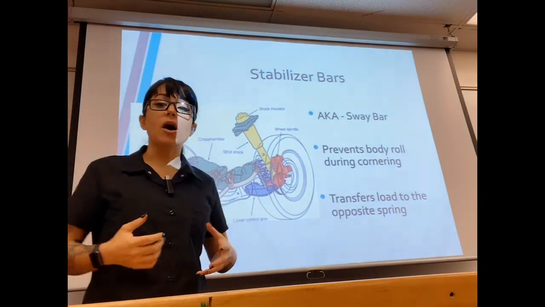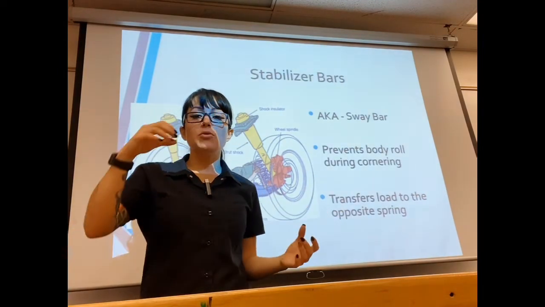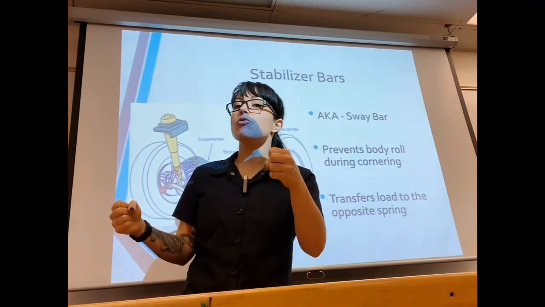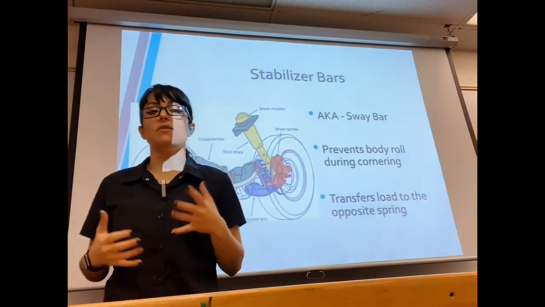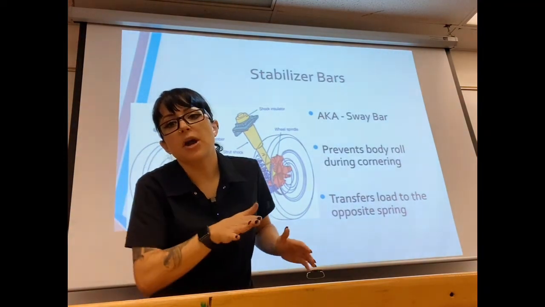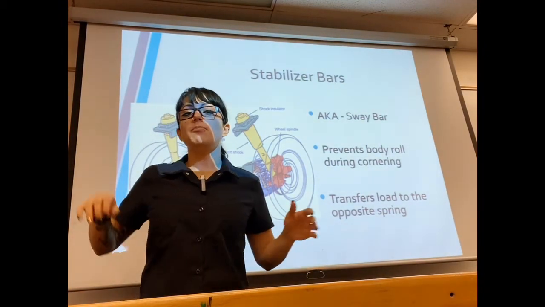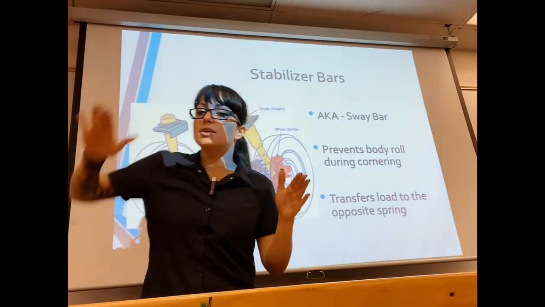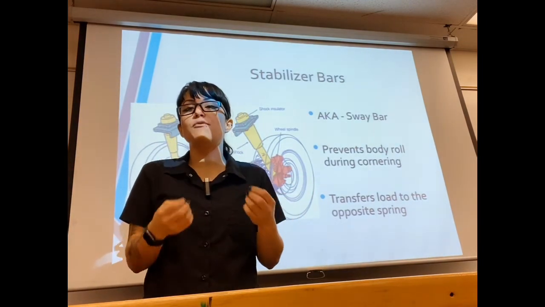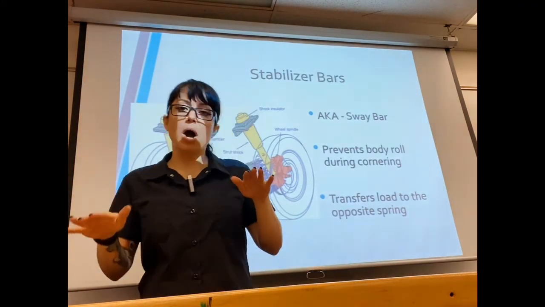A stabilizer bar, its main job is to prevent body roll. So when I go to turn into a turn, if I'm turning right here, the weight of the vehicle wants to transfer to the outside of the vehicle. Well, you don't want that to happen if you're trying to maintain as much traction to the ground as possible. So a stabilizer bar is going to take that weight transfer and try to put it back on the inside. It's essentially transferring that load to the inside or opposite spring when we get body roll.